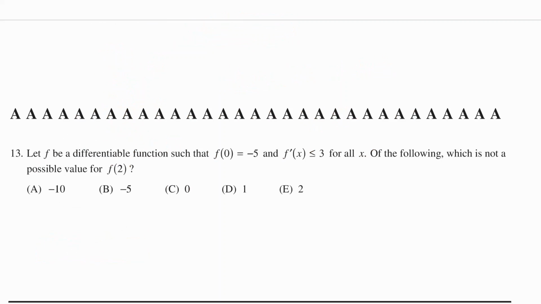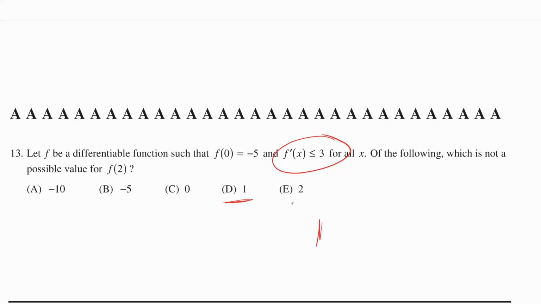All right. Let f be a differentiable function such that f of 0 is negative 5, and f prime is less than 3 everywhere. Which of the following is not a possible value for f of 2? So it can increase by less than 3. All right, I love this question. So it could be as high as, let's say it went 3, it could go all the way up to 1. So I would think this would still be in play.